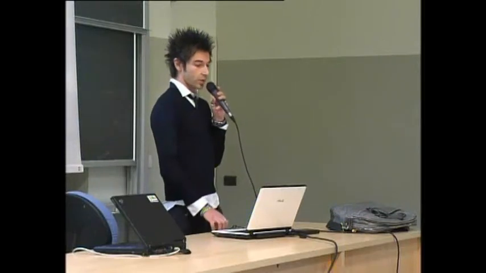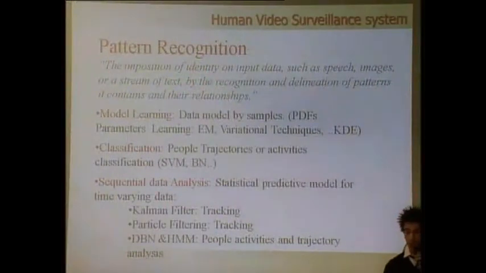And when we analyze video streams, time is an important issue, so we must have a model to handle sequential data. In the case of pattern recognition techniques for sequential data, we are talking about predictive models for time-varying data. In the case of tracking, we are talking about the Kalman filter and particle filtering. For people activity analysis, we are talking about dynamic Bayesian networks or HMMs.